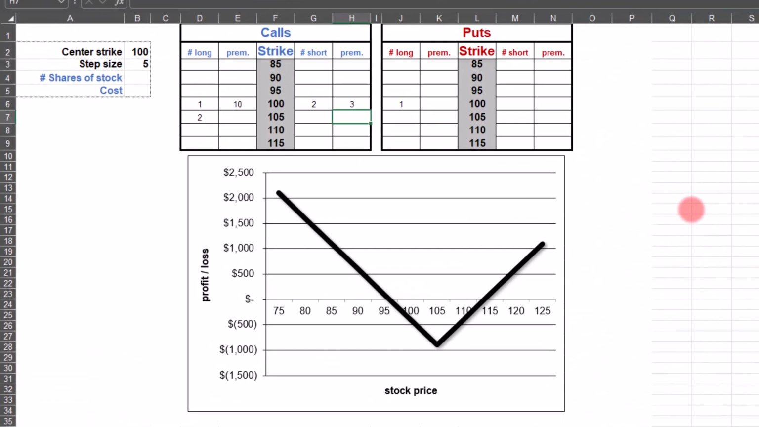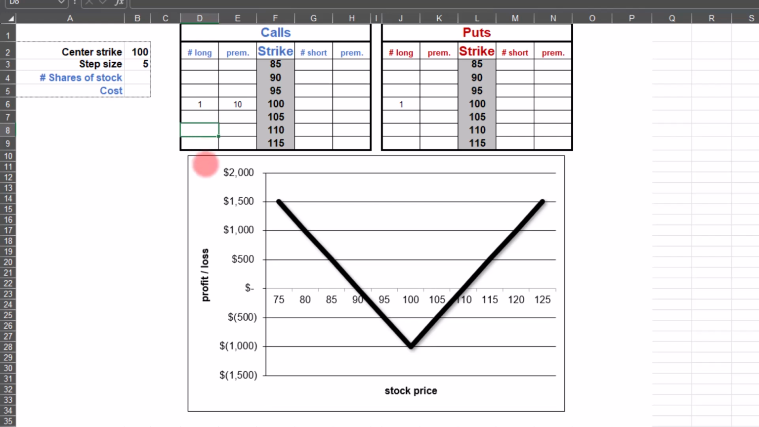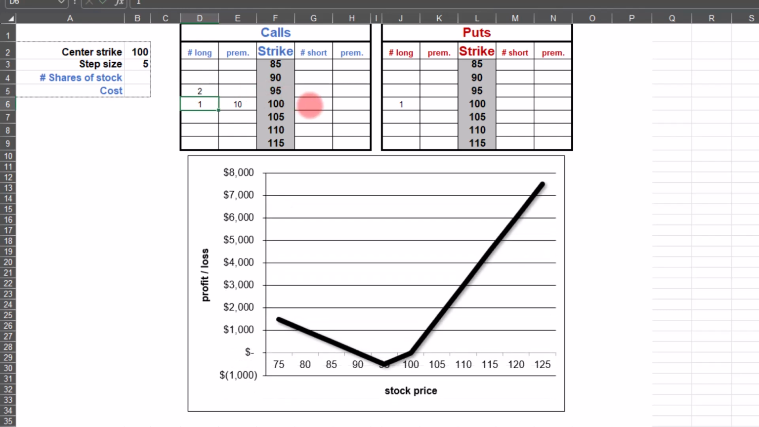Now let's go the other direction. And actually, it might be easier, let's clean it up to do this. Let's just go back to our starting point, minus 1,000. And let's say it drops to 95. Now we have to buy the vertical. So let's say that I have to buy the 95/100. So I'm going to be long 2 of the 95 calls and short 2 at the 100.